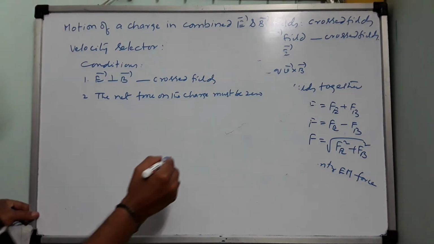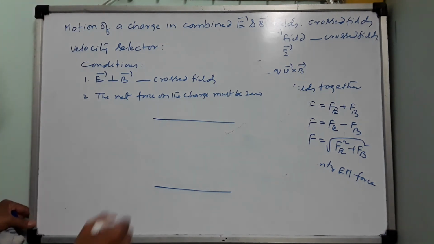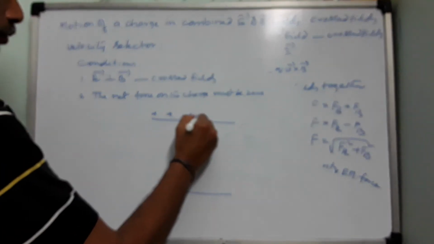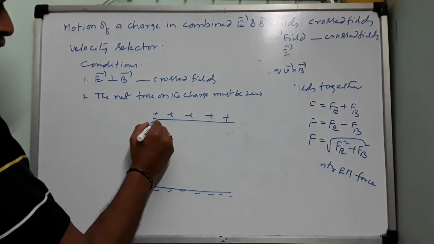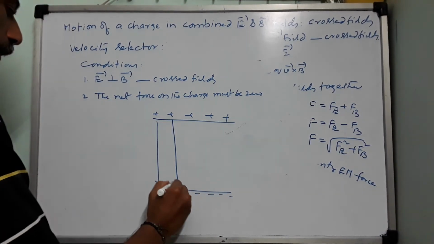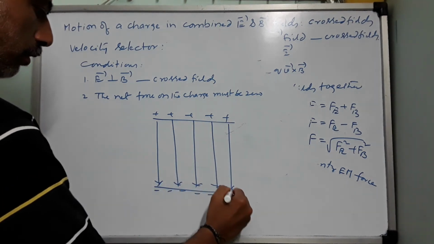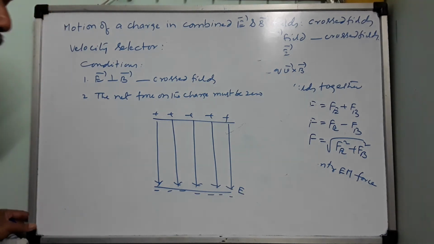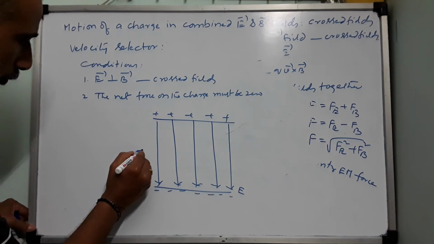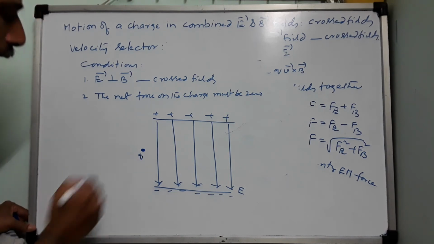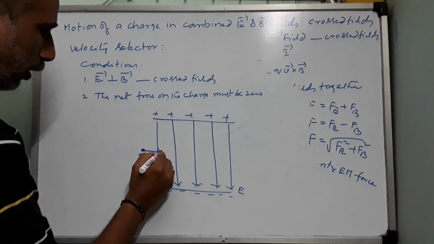Now, look at the board. You have a parallel plate capacitor. So this plate is positive, this plate is negative. You know that the electric field will exist from positive to negative. So this I write as E, electric field. Now, I will take a charged particle, maybe a proton. I will fire it perpendicular to this with a velocity v.